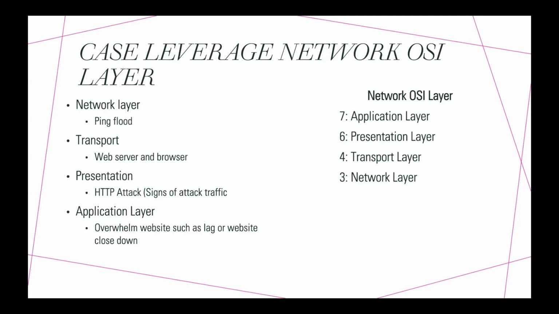In this case, the network layer: the traffic packet that was sent through the network was in the network layer. Transport: website server and browser, the bank server and the bank website. Presentation: HTTP attack or signal of attacking through it, such as the traffic by using the botnet. Application layer: overwhelming the website, such as lagging or the website closing down.